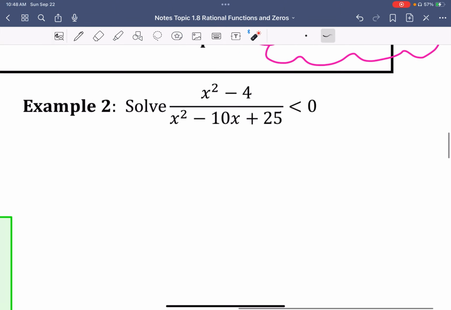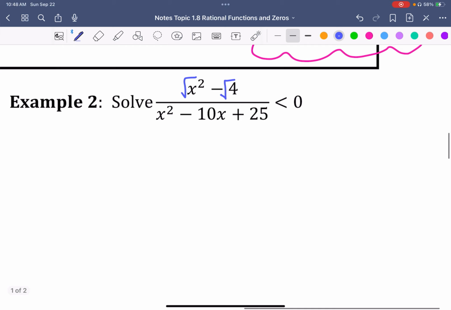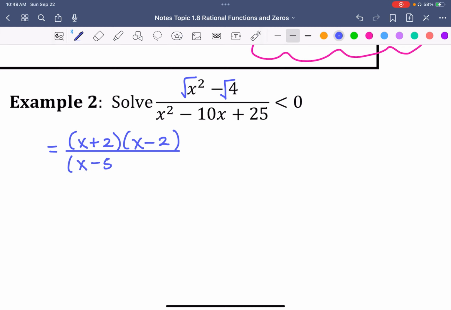Now, what I see about example 2 is that it is not factored. So I'm going to have to factor it before I get started. If I look at the numerator, I see that I can use the difference of perfect squares. So I can square root the x squared and square root the 4. And then I'm going to end up with x plus 2 and x minus 2. Okay. For the denominator, I need to think of two numbers that multiply to positive 25 and add to negative 10. Those numbers could be x minus 5 and x minus 5.